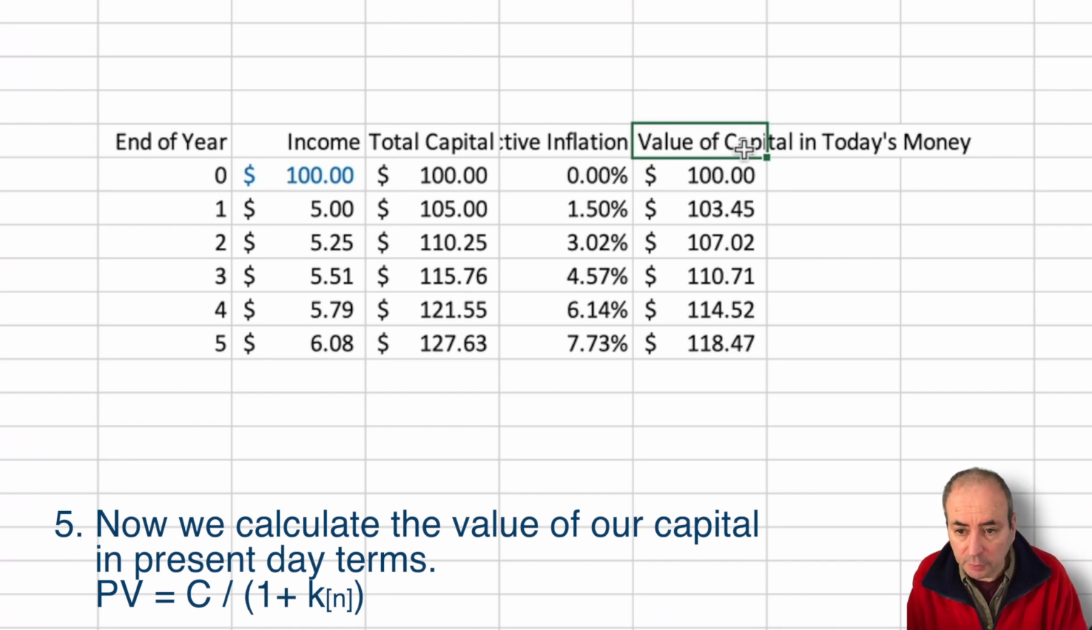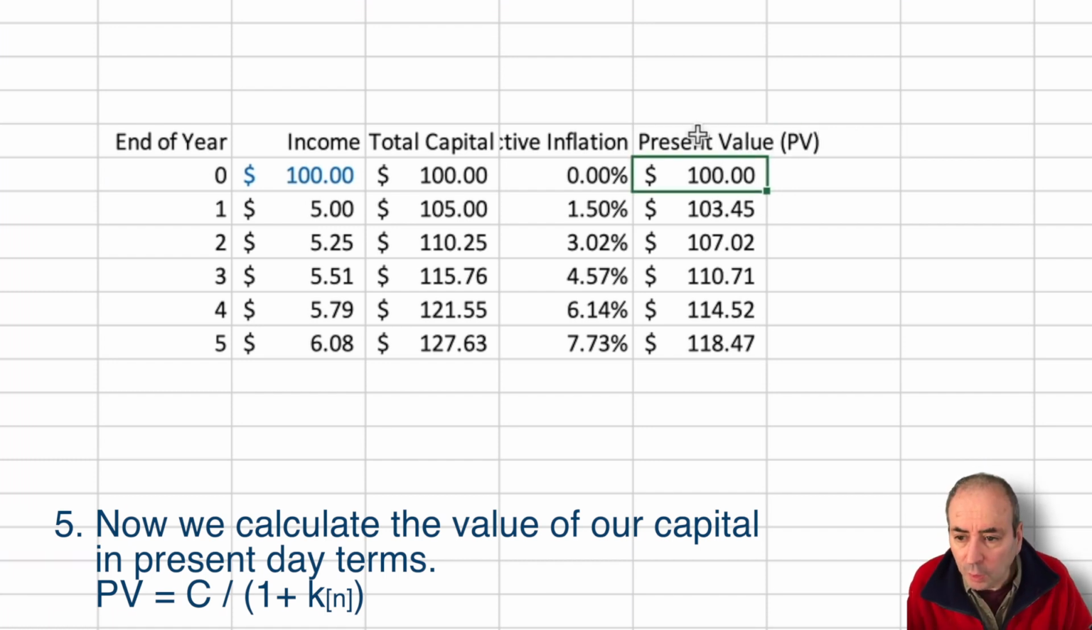Now I'm going to replace this header here with the correct label that we use in discounted cash flows, and this is known as the present value, or PV, of the money we have. And it's the PV of the capital.